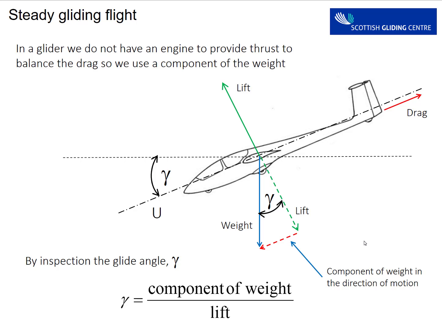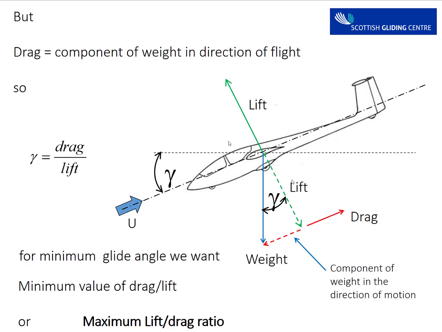Now, what is our component of our weight in the direction of flight? It's not easy to discern, but what we would recognize is that when we're in steady gliding flight, that component of the weight in the direction of flight is equal to the drag force, because essentially the thrust being generated is equal to the drag, and therefore our speed is constant. So we can substitute into our little equation for the glide angle the drag, and so the glide angle is actually equal to the drag force being generated by our aircraft divided by the lift.